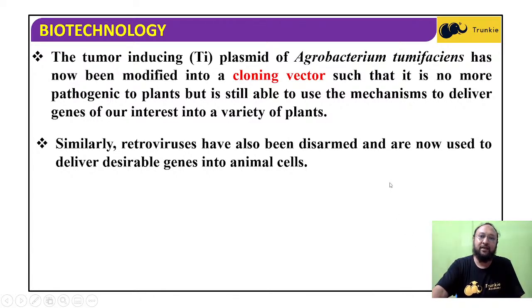Similarly, retroviruses have also been disarmed and are now used to deliver desirable genes into animal cells. Disarmed means biotechnology has made them non-harmful and non-infective, but we still use them to deliver desirable genes into animals.